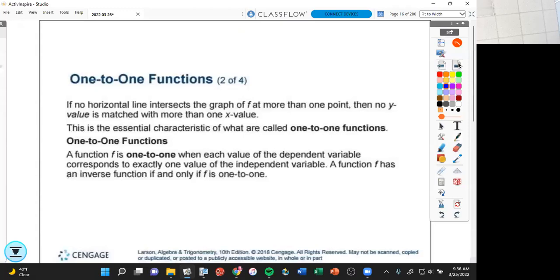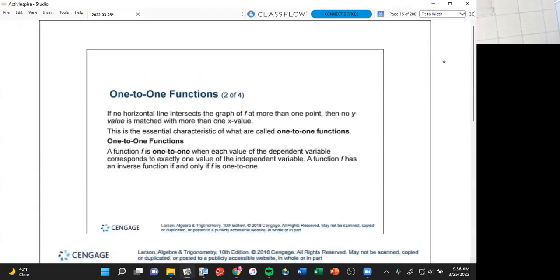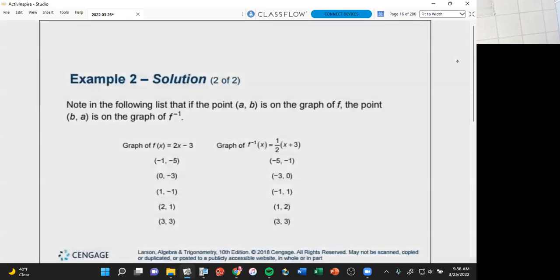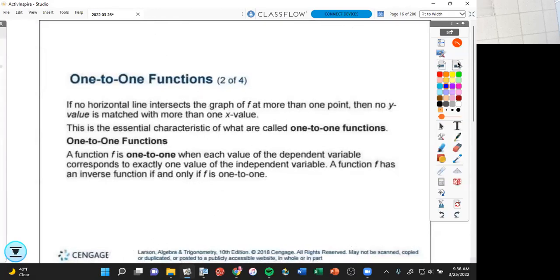If no horizontal line intersects the graph, did I get everything on that slide or did I skip a half? I did everything. Okay. If no horizontal line intersects the graph at more than one point, then no y value is matched with more than one x value. This is the essential characteristic of what's called one-to-one functions. If a graph passes a vertical line test and a horizontal line test, it is a one-to-one function. That's an important vocabulary concept that you'll probably see. One-to-one must pass vertical and horizontal line tests.